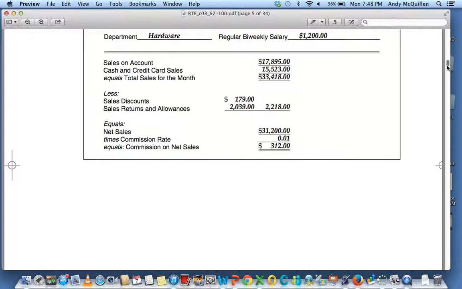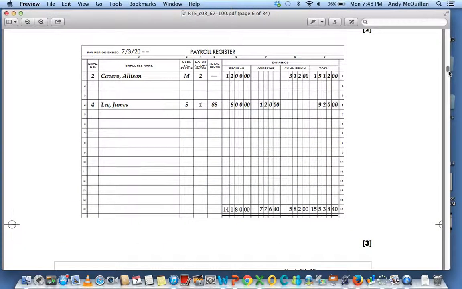commission on net sales. Then you get to the next part, which is a little bit different and something maybe we haven't done completely like this before. It says on line 1, Allison Cavero, married, 2 allowances, total hours she's paid a salary. So her regular earnings are $1,200. Commission is $312 for a total of $1,512.